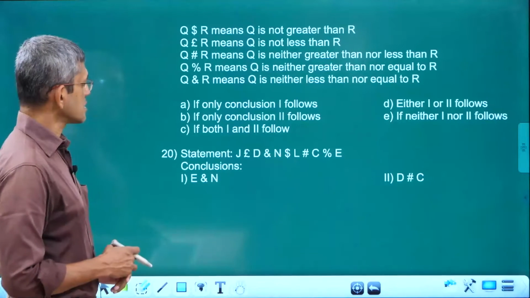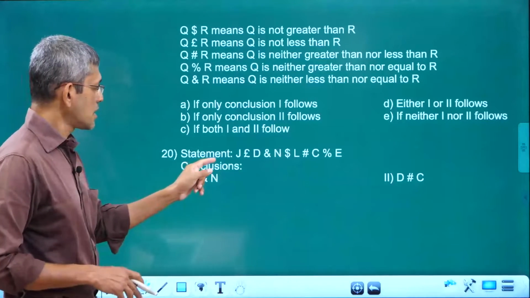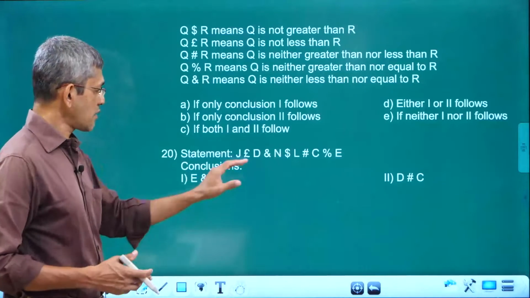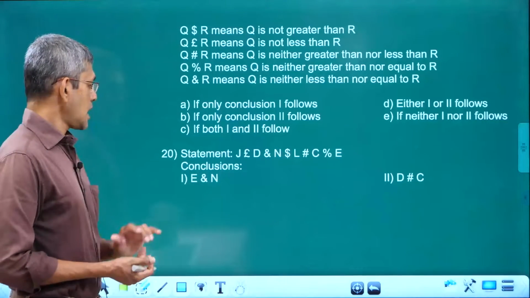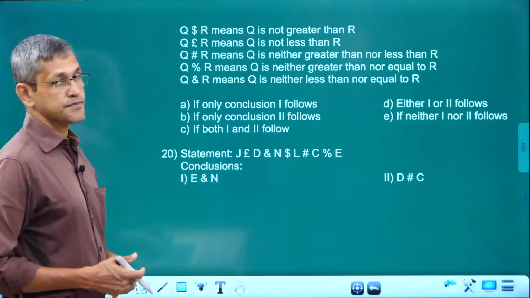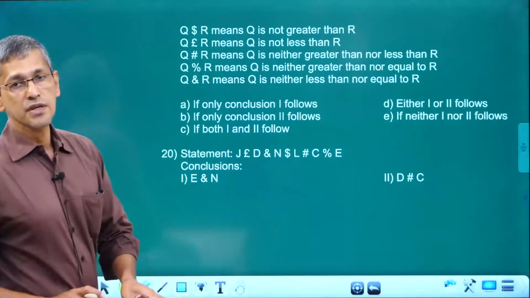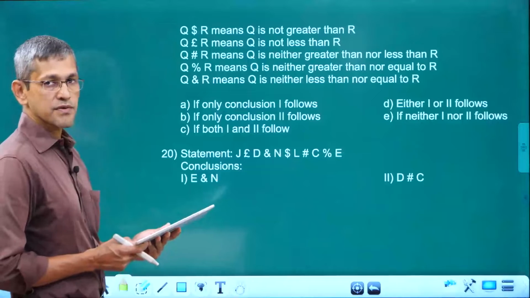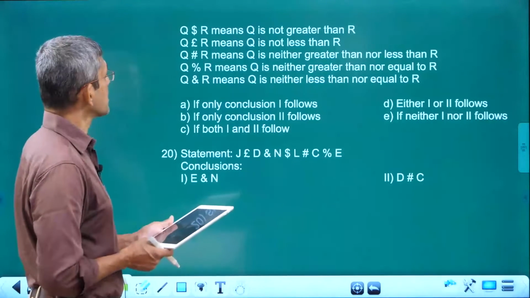So if that is the case, what we are looking for is the statements, and we have only one statement given, and you have to look at the conclusions as well. So we'll start from here. What is the meaning of each symbol? So interpretation of each symbol. So let's go from there.